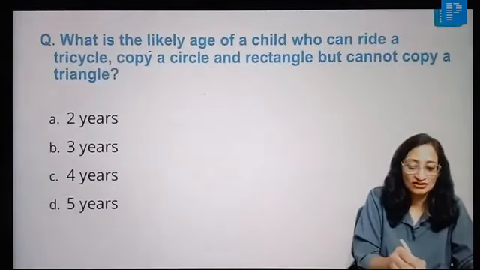Rides a tricycle, of course, we all know, very, very important. It is 3 years of age. But in the question given to us, it was not just rides a tricycle. Rides a tricycle means 3 years of age at the very least for the child's age. Now we have to see what other milestones are also given. Okay, so let's move ahead.